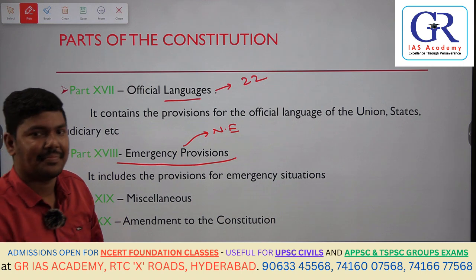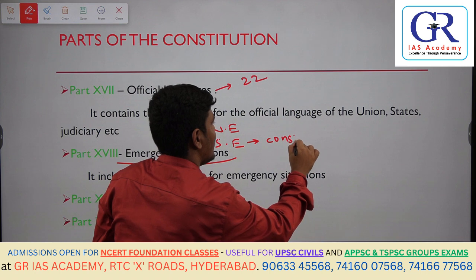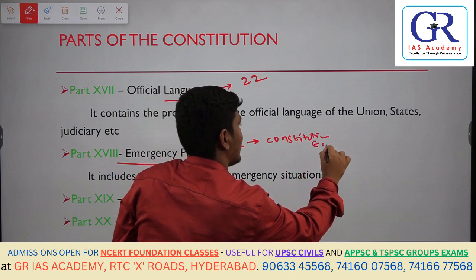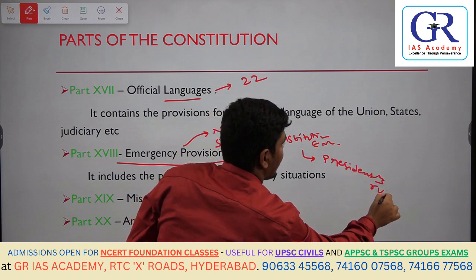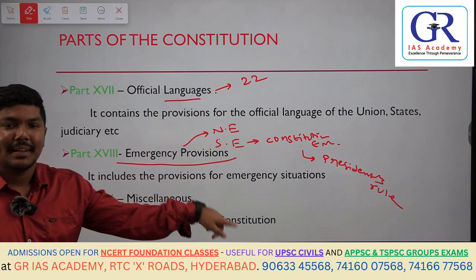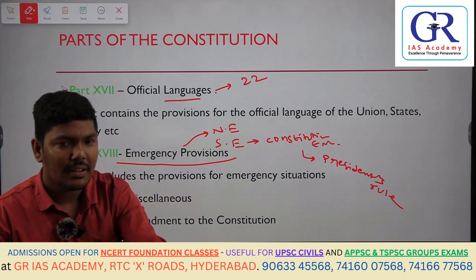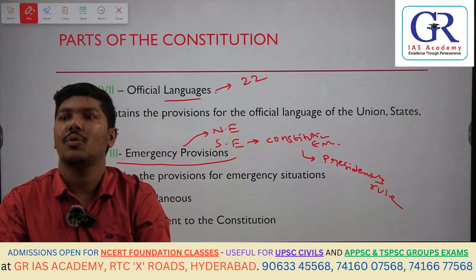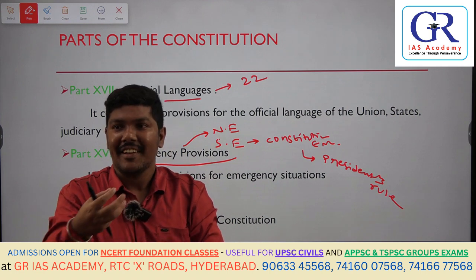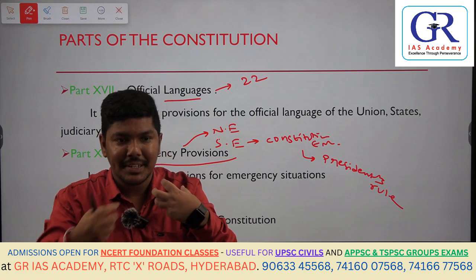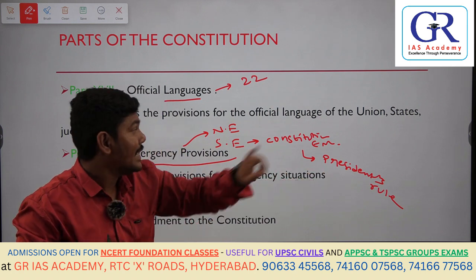National emergency. Second one is state emergency. It is also called constitutional emergency, or by the most popular name, President's rule. The President will administer the state directly. Will he administer the state directly? No, he administers directly the union territory. But during emergency provisions, the President will administer that particular state directly. That's popularly called President's rule.